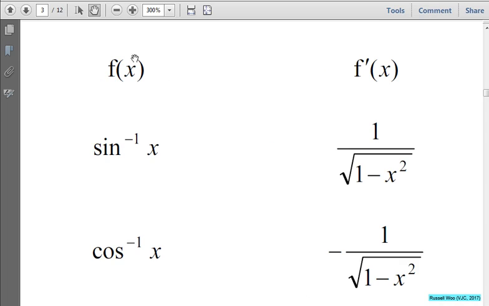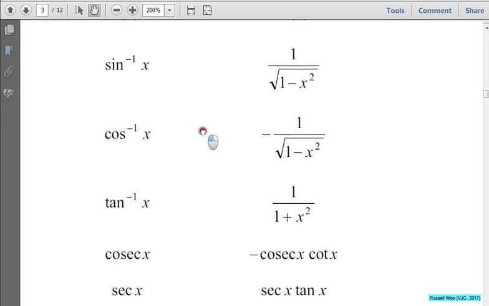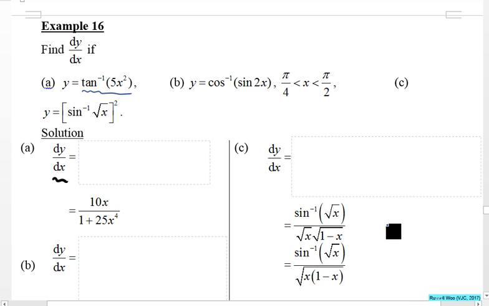Now, you look at the formula list. Differentiate tangent inverse, you get this. But now this is only x. You have to apply chain rule, can? So you are required to differentiate tangent inverse 5x squared. So does it make sense that you must have a 1 over 1 plus 5x squared? And this one, you must be able to see.